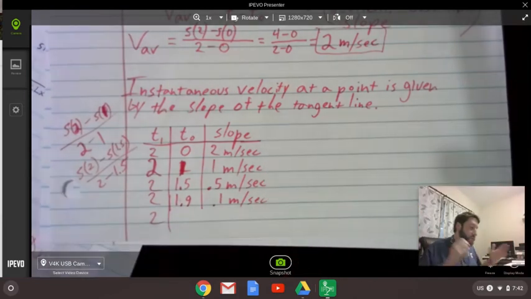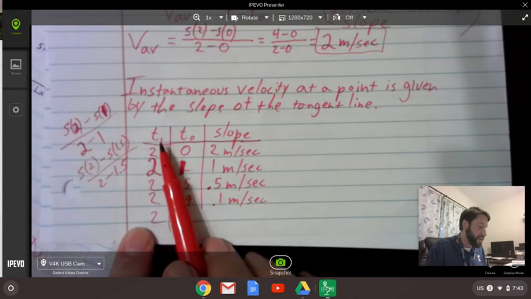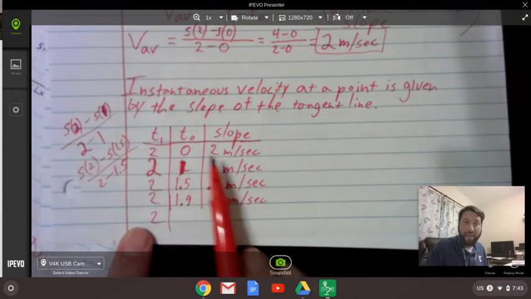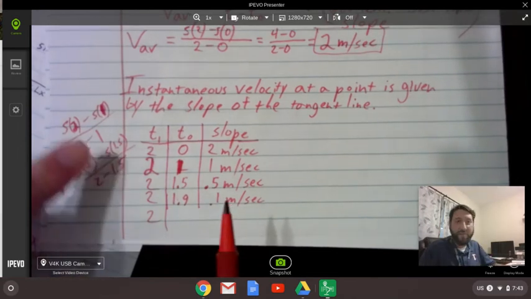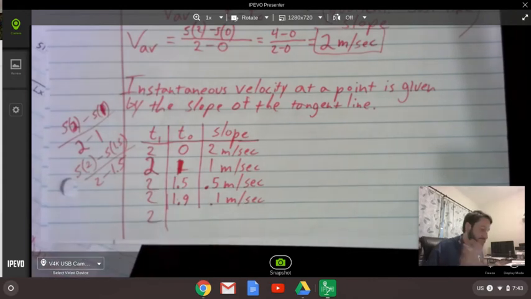Now, some of you might be looking for a pattern here. And so far, it looks like, oh, well, look, if I take T sub 1 and subtract T sub naught, then I get my slope. I get my answer. Well, it usually does not work out that way. I hate to break it to you, but usually it doesn't work that way. You really have to go through these difference quotients. Every time you find a slope, you have to use the difference quotient.